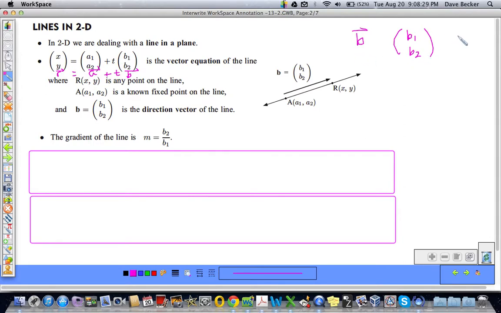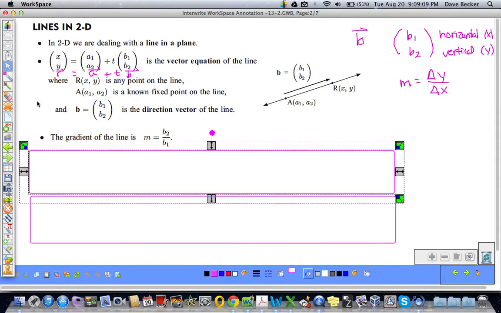Well, remember that the components of a vector, the top one is the horizontal direction, which we know very well as the x direction, and this is the vertical direction of the vector. Vertical, which we know very well as y. And we know that slope is equal to change, delta is change, delta y over delta x. That's all this is. The slope is the change in y over the change in x. The change in the vertical compared to the change in the horizontal. Okay, so that's where that comes from.